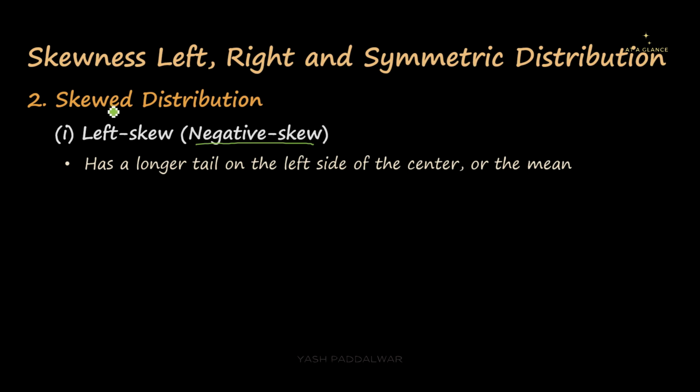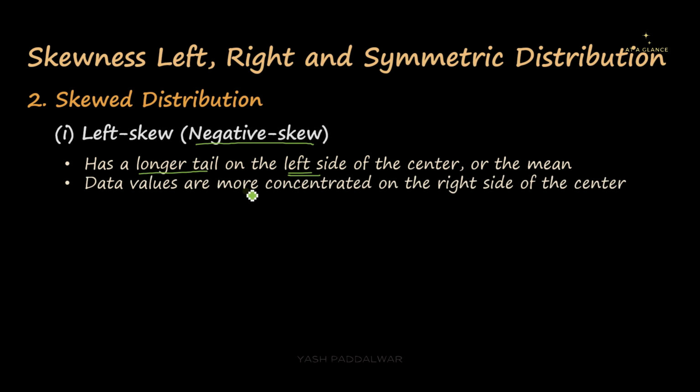As I already told you, a skewed distribution will have a longer tail on one side. Now in this left skewed distribution, it will have a longer tail on the left side of the center or the mean. Just remember this point, it will have a longer tail on the left side. That is why it is called a skewed distribution. Now the data values are going to be more concentrated on the right side.